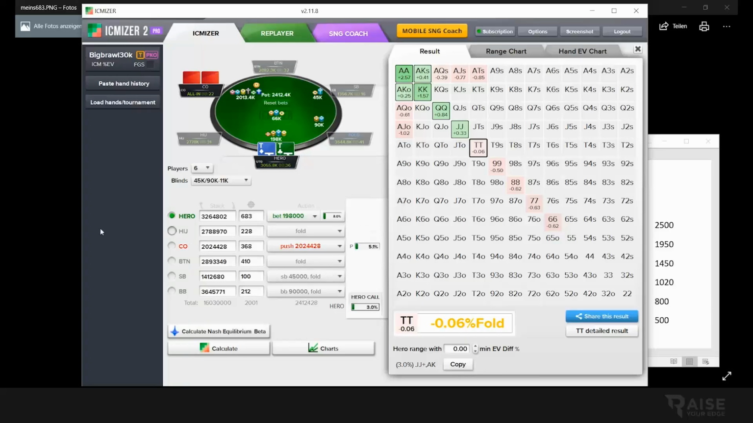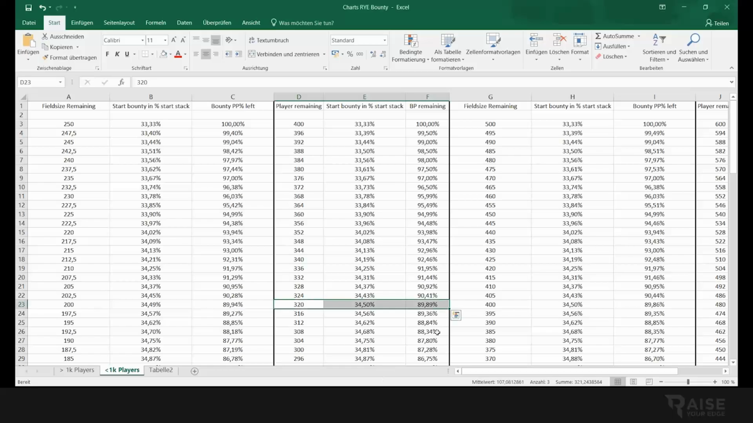Okay. Great. All right, guys. As you have learned in today's practice video, you can analyze hands by yourself if it's on a final table with the help of ICMizer 2. And if the field size is bigger, or let's say more than 9 players are remaining, then you should use our chart, right? Exactly. Here we have it.